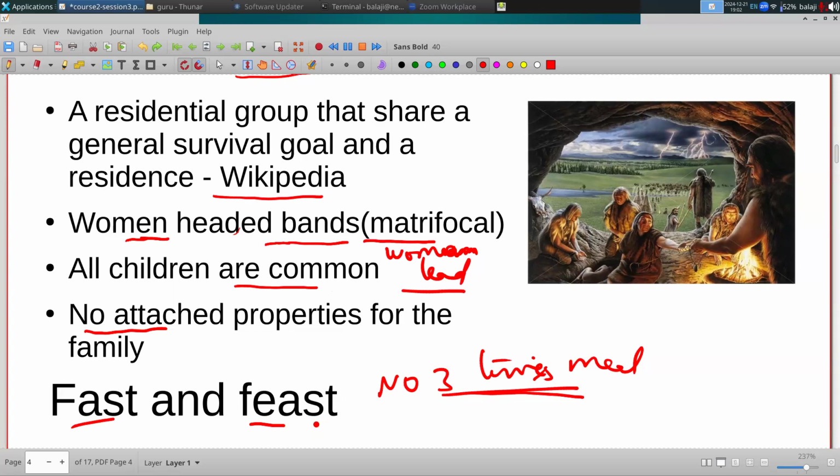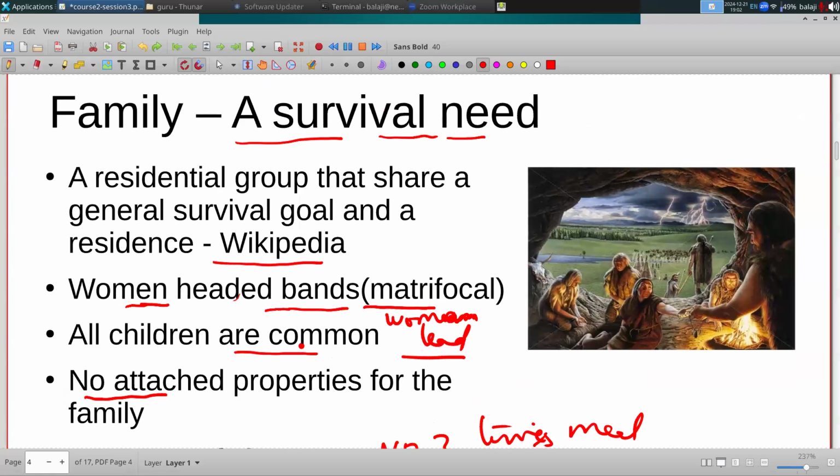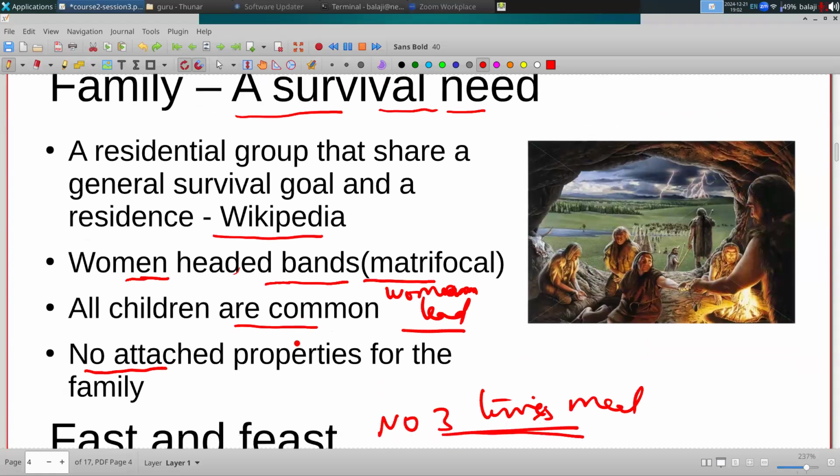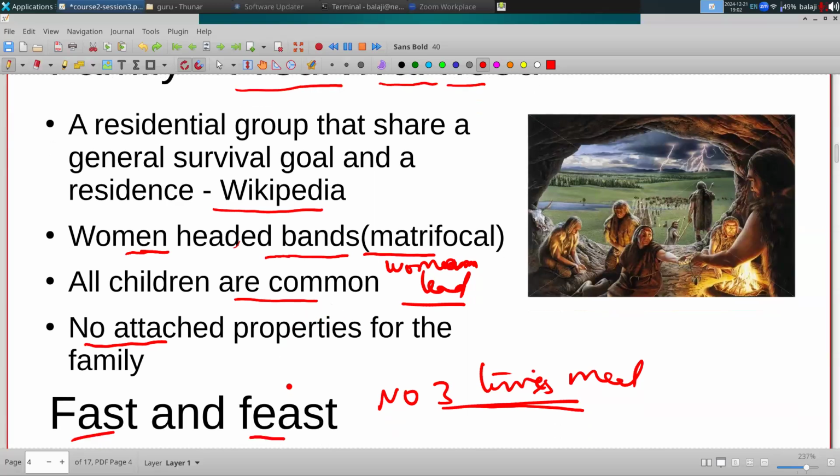So you take it, eat it. When it's available, you eat fully, because you don't know when it's going to be available next. So it's fast and feast. That's the basic norm of the society. So that is how the initial family setup was: not bound anywhere, a migrating family, with no properties, and fast and feast. Okay, but if you see, slowly this changes, right?